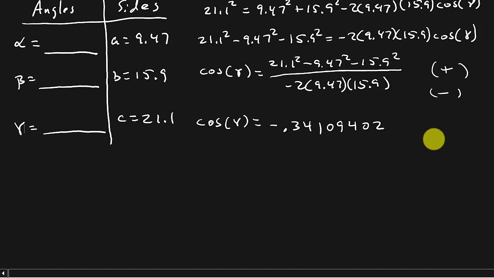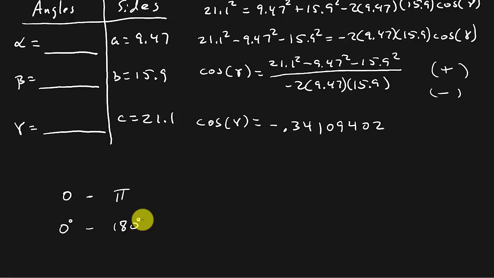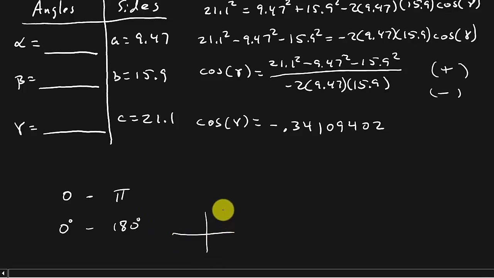Remember, the inverse cosine is between 0 and pi, or 0 and 180. Okay? When you did the inverse sine, that was between negative 90 and 90. Cosine was between 0 and 180, or 0 and pi, whether you were looking at it in degrees or radians. All right? So if you remember, here's the first quadrant, here's the second quadrant. Cosine is negative in the second quadrant, and it's positive in the first quadrant, right?